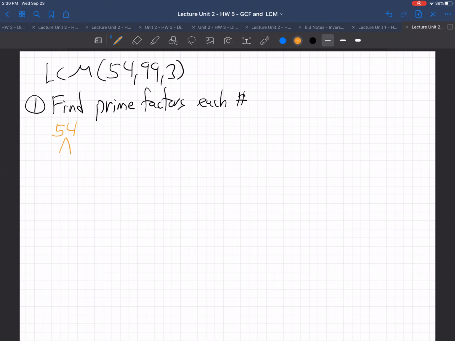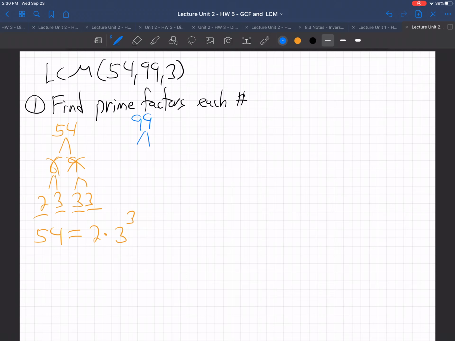I'm going to break it down. Use your calculator. 6 times 9. 6 is 2 times 3. And 9 is 3 times 3. So all these numbers are prime. We don't include the 6 or the 9 because they broke down, right? So 54 then is 2 times 3 cubed. That's the prime factorization of 54.